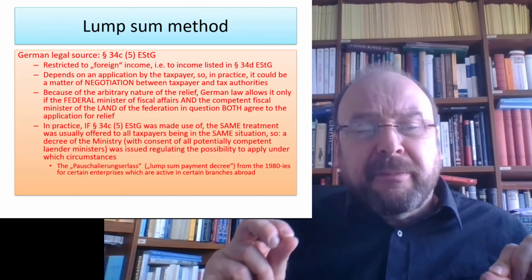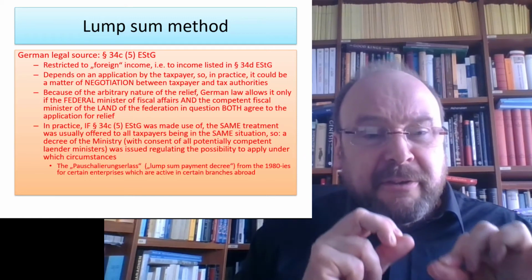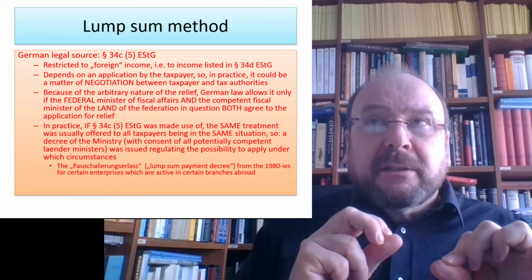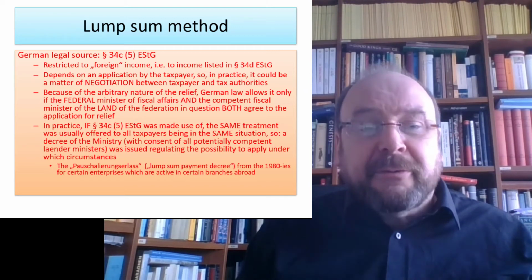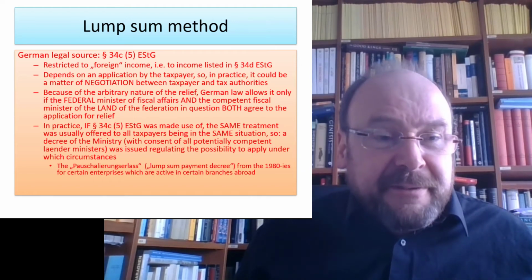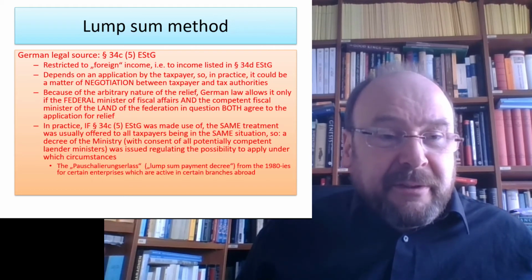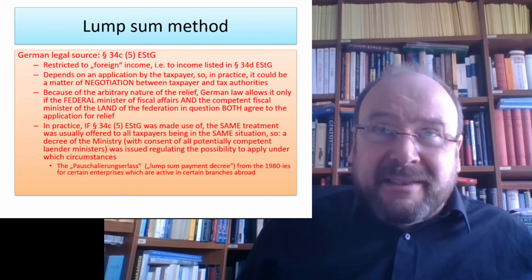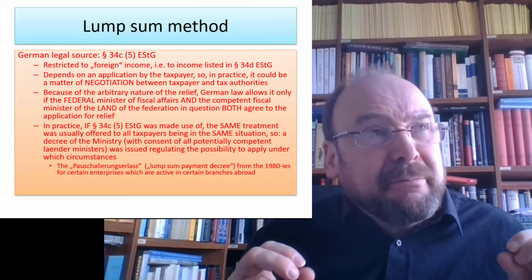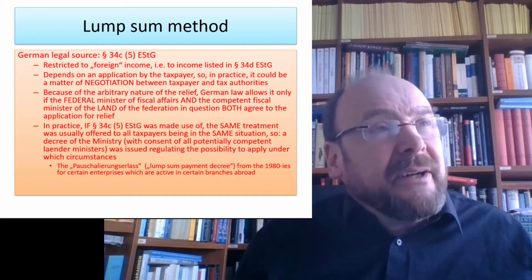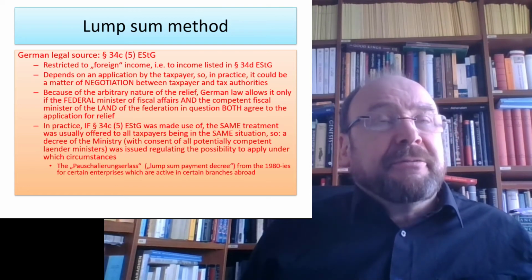Apart from this, there might be a second important function of the lump sum method in strange cases. I mentioned 34C, paragraph 5 says the lump sum method can also be applied if the application of the credit method is extraordinarily difficult. And well, okay, it might be that mathematical difficulties arise. I can't even imagine which ones. But there might also be a political difficulty.